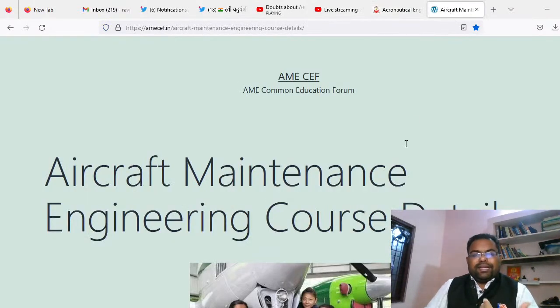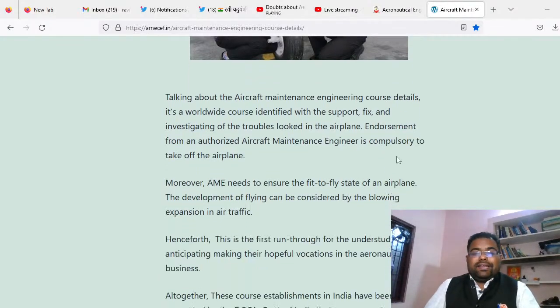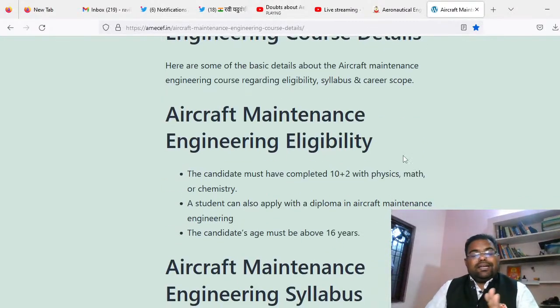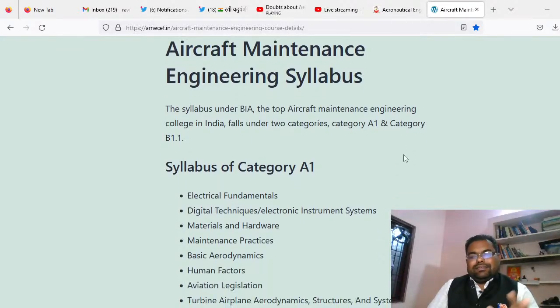When it comes to the aircraft maintenance engineering course, it's a specialized course just for the overall maintenance and repairing of aircraft. In this case, what is the eligibility? Again, it's 10 plus 2 with physics, chemistry, mathematics. Here the percentage may be 45 to 50%. If you have that, you can be part of this program, and your age should be 16 years. And if we look at the syllabus for different branches, there are different syllabi, and you will be trained for a particular aircraft. In that particular aircraft only, you will be working in industry.